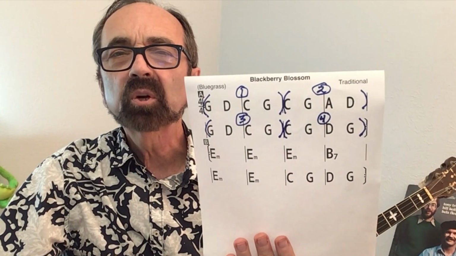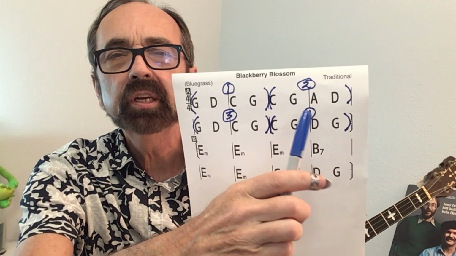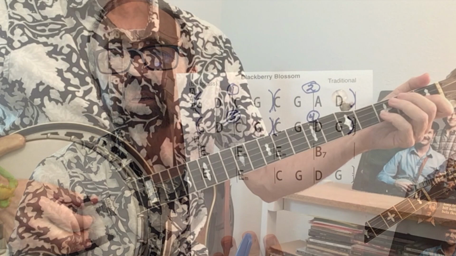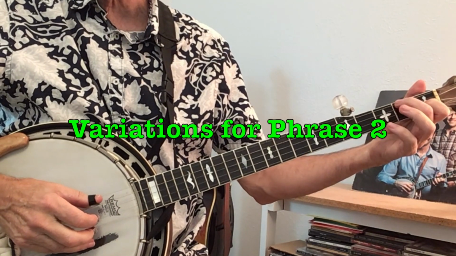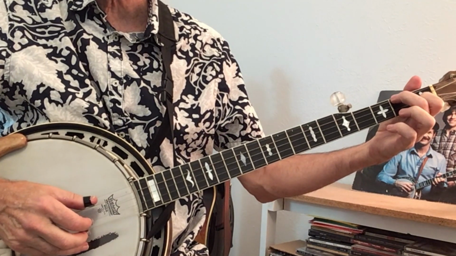We now move on to our second phrase, which plays against these chords, a C to a G and the very distinctive A going to D. This first variation for phrase 2 contains the exact same notes that Bill played, but on a different location on the neck.